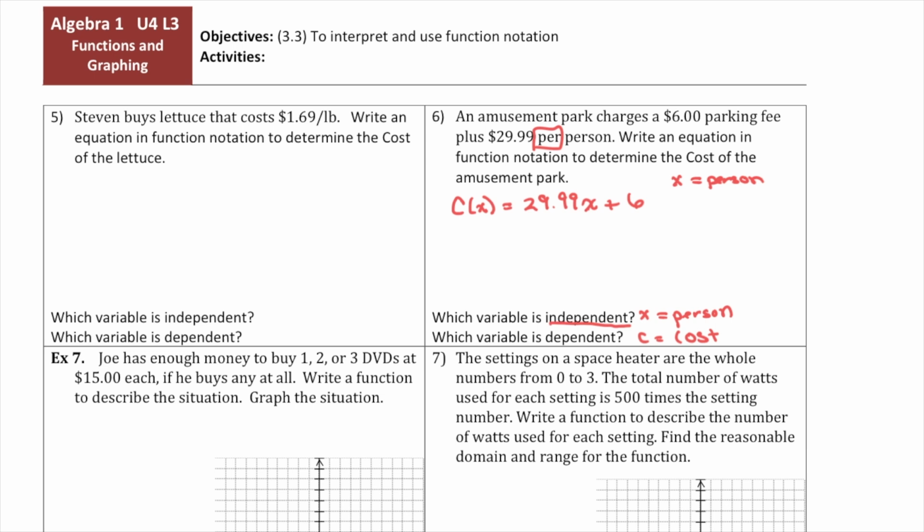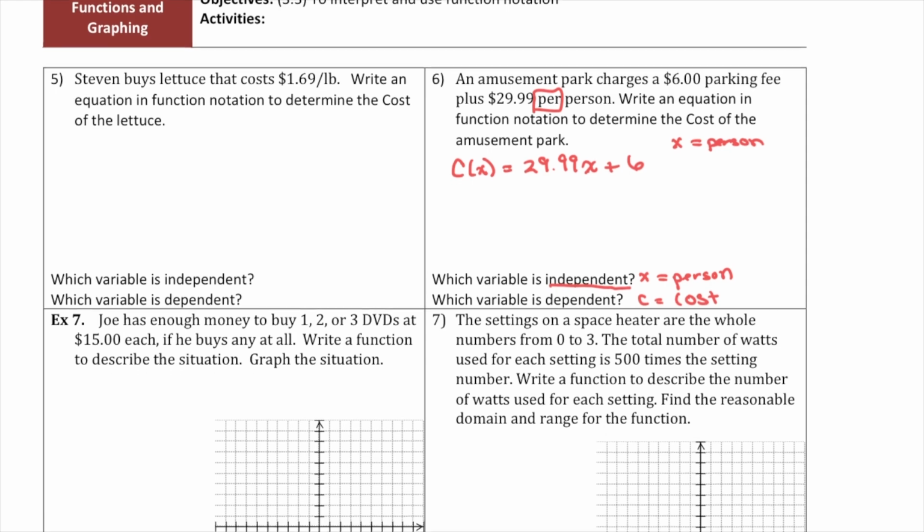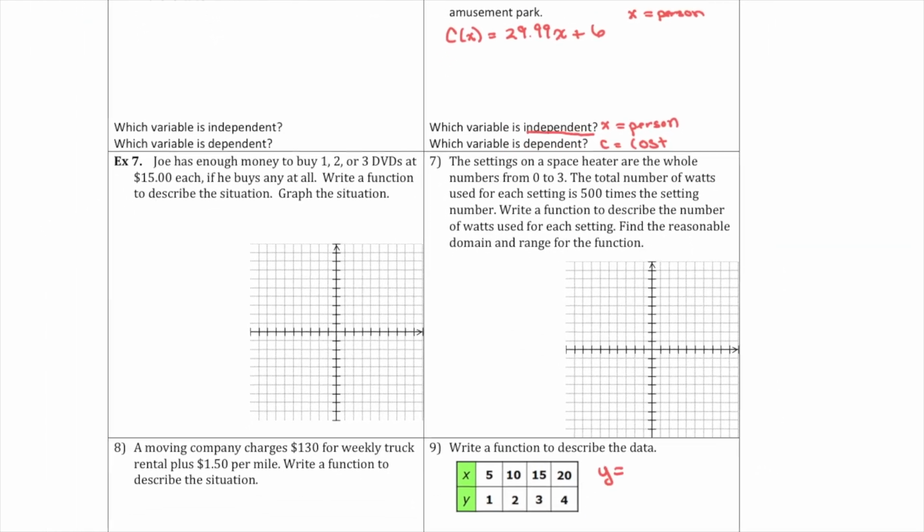Give questions on this page a try. Afterwards, we'll have a small discussion. Number 6 has been set up for you just to help you out with that problem.